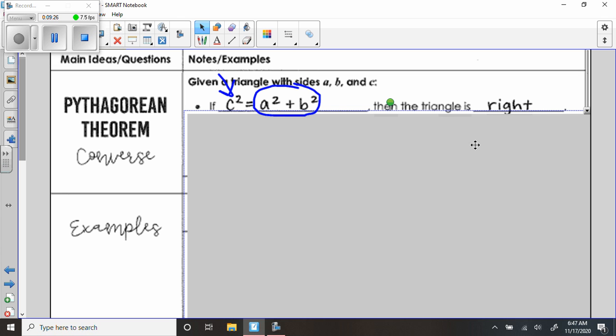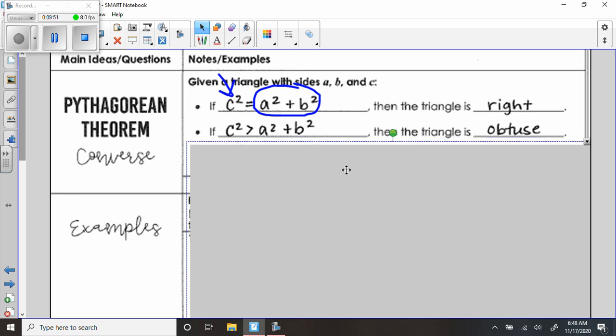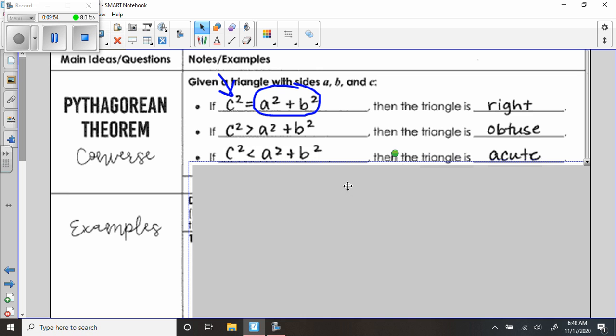So all you would be doing is you're going to take your smallest two numbers are always a and b. Your biggest number is always c. So if c squared is bigger, see that the mouth is eating the c, it is obtuse. If a squared plus b squared is bigger than the c squared, it's acute. So let me take you through a little test here.